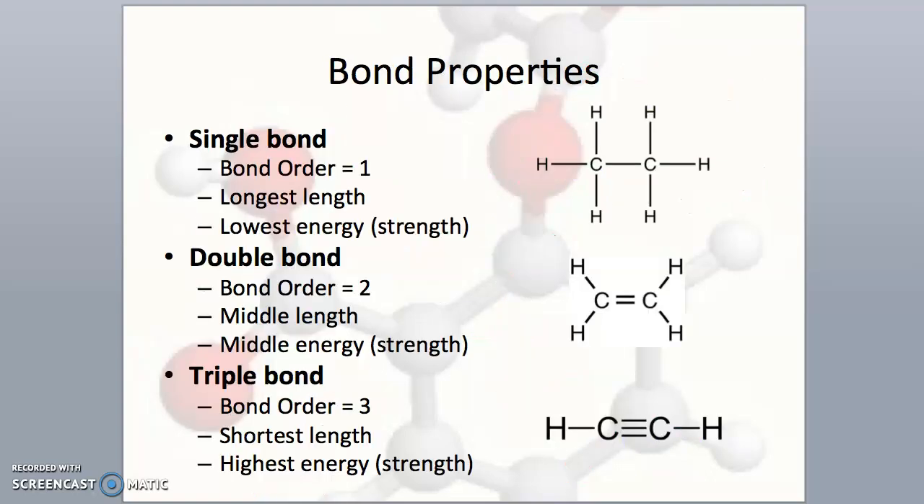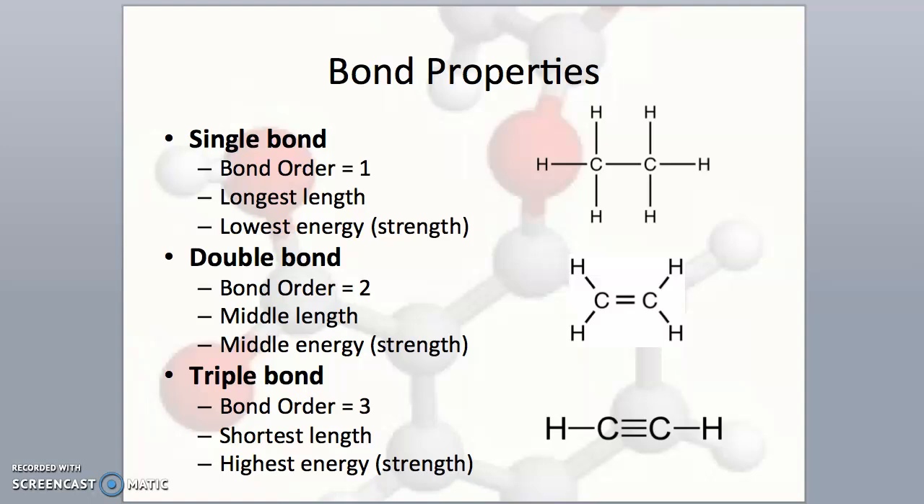Our bonds have properties. Our single bond is the longest bond, compared to a double bond or a triple bond. The single bond is the longest one, but it also has the lowest amount of energy in it. And I like to think of this like, how much energy would it take to break that bond? And so it's easier to break a single bond, or it takes less energy than it would to break a triple bond.